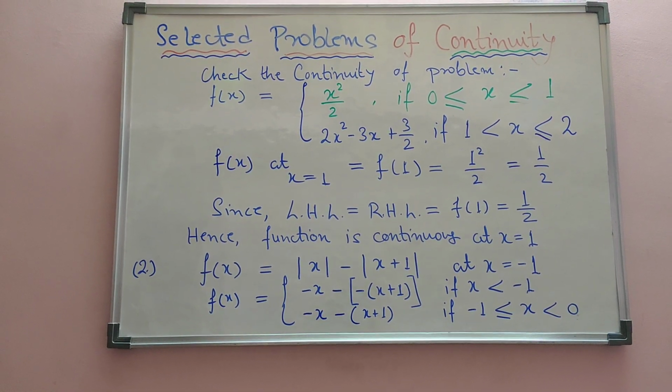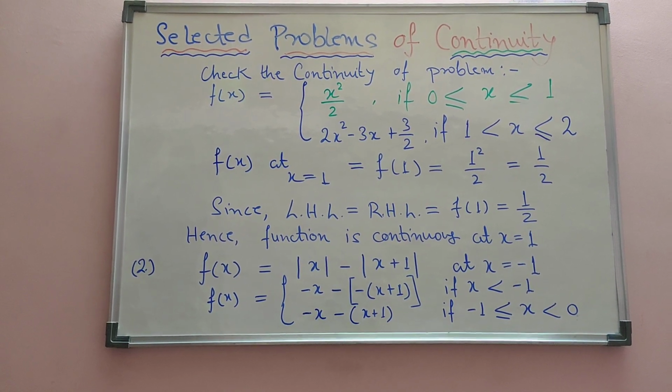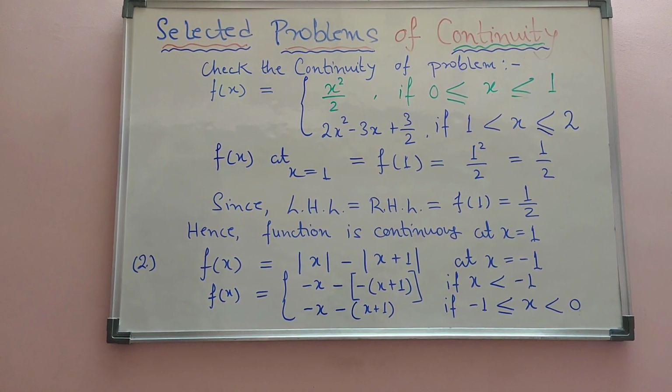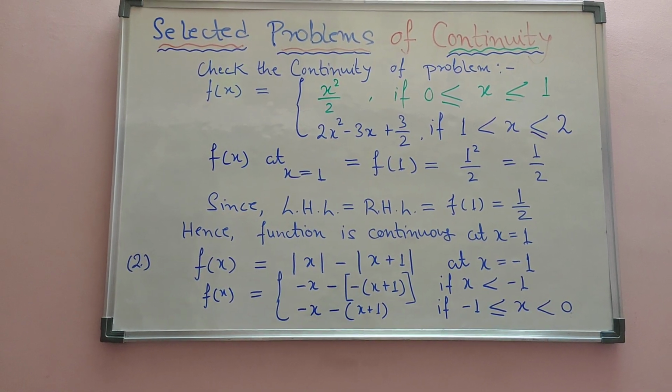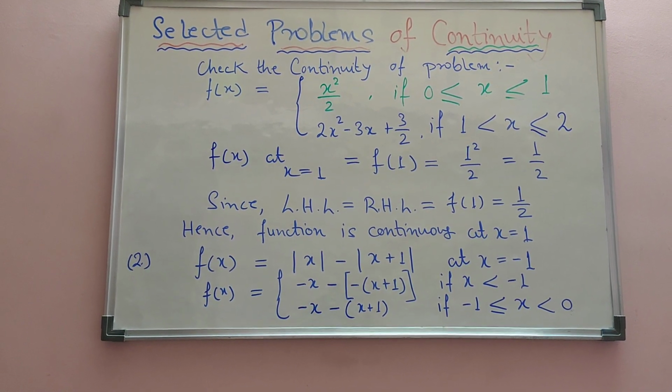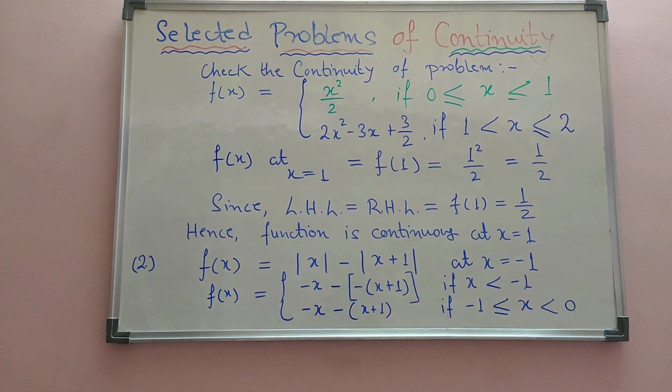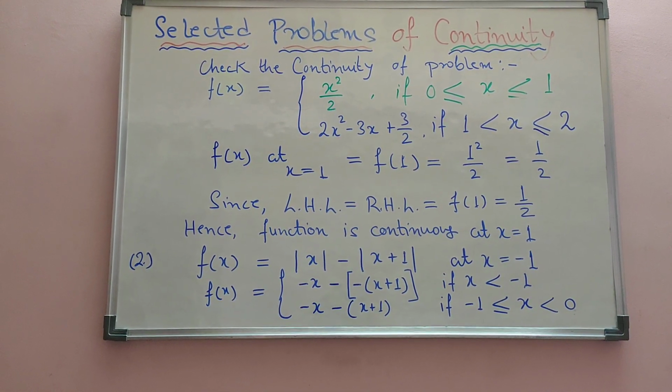So we have seen left hand limit, right hand limit and f of x at x equal to 1 all gave the value 1 by 2. Hence, the function is continuous at x equal to 1.